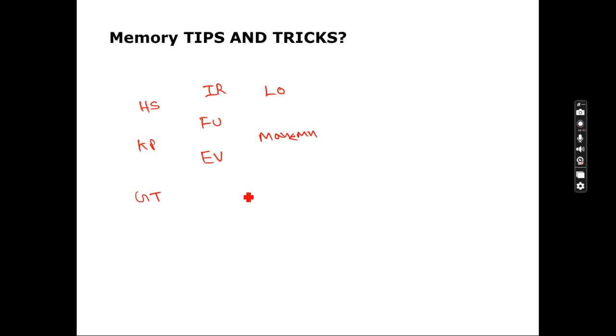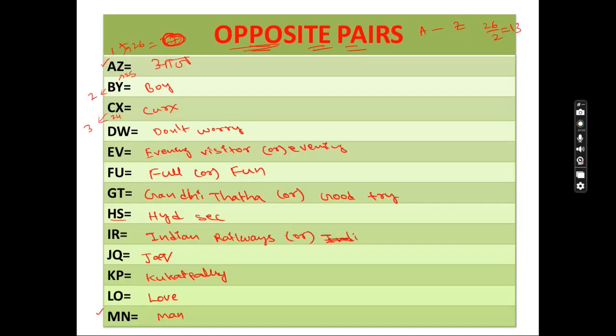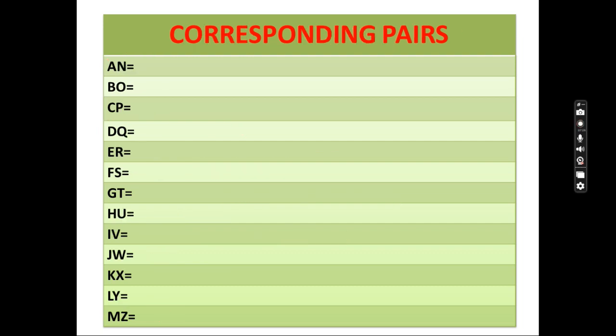The next part of this video is very, very important. If you want, you can take a screenshot of these opposite pairs. Not only these words, you can make other words also. The words should be simple and easy so that you can learn them by heart and remember these opposite pairs, and you can solve problems very easily. Coming to the very important segment, it is called corresponding pairs.